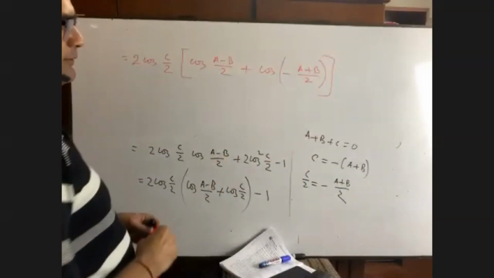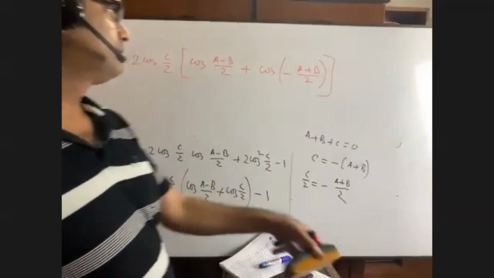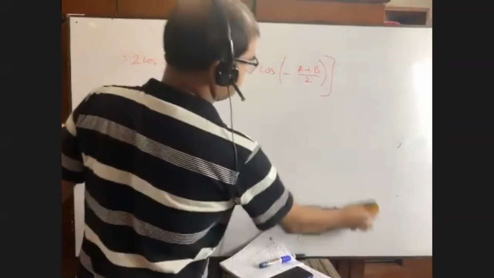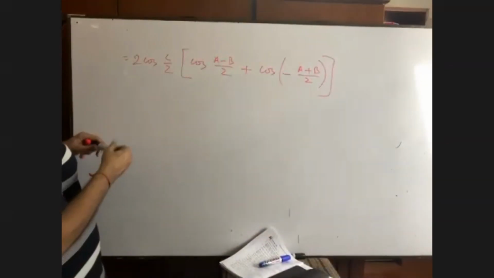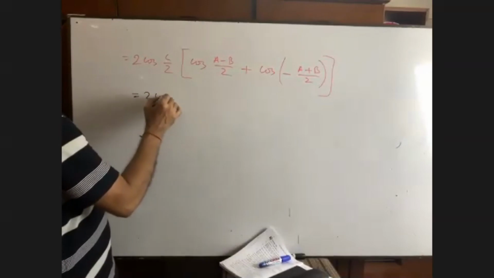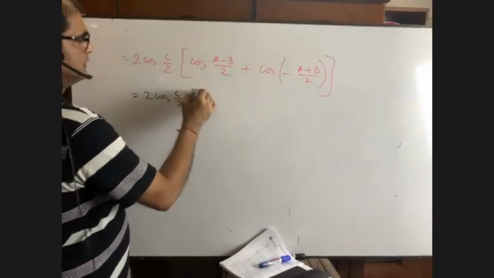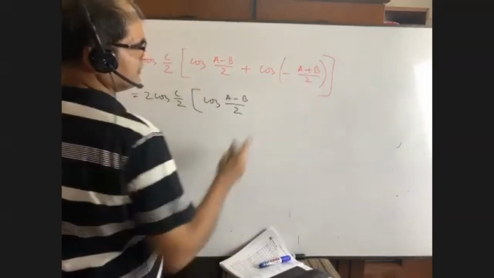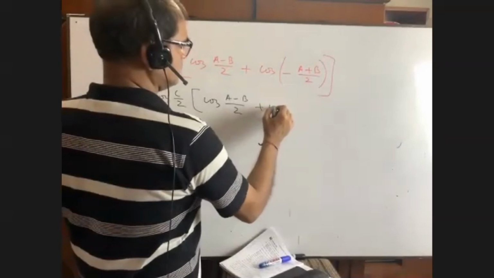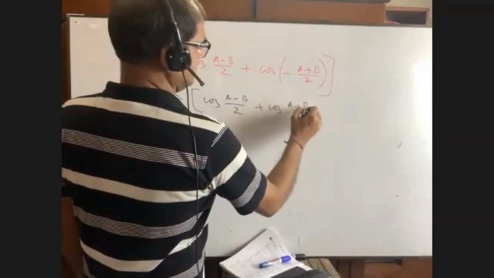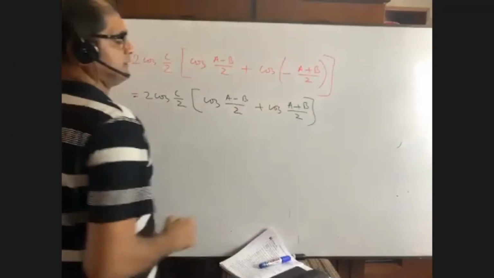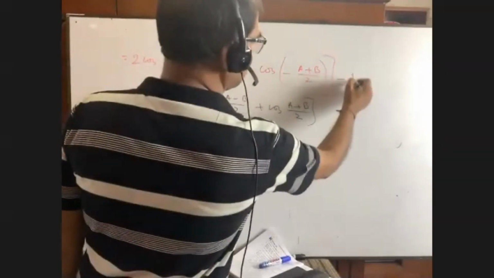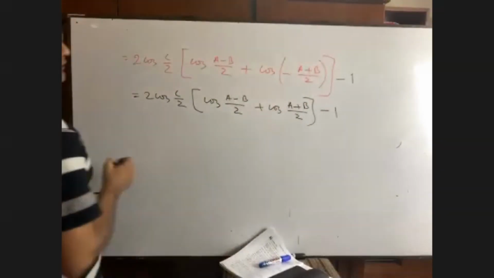Just try to understand. Okay, now you again see 2 cosine C by 2 cosine A minus B by 2. Cos of minus theta equals plus cos theta. Cos A plus B by 2. We are done. Oh my god, there is minus 1. Can you remember? There is minus 1. You have not told me.